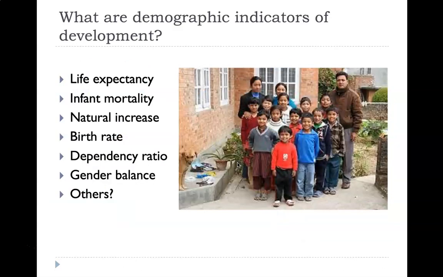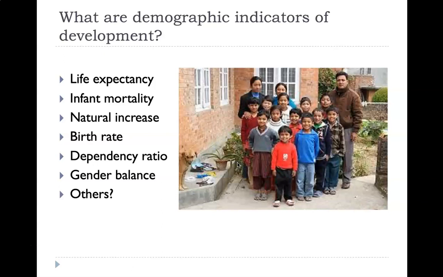All right. Demographic indicators of development, things like life expectancy, infant mortality rate, natural increase rate, birth rate, dependency ratio, right? If you have a high dependency ratio with a high number of older people who are dependent, so 65 and older, that's a sign of a developed place. Whereas if you have a high number of young people, that's generally going to be a stage 2 country.